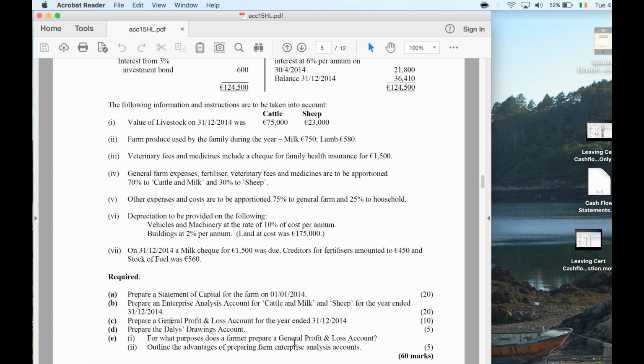Why do we make enterprise analysis accounts? We want to find out for each section of the farm, how profitable is it? Should we maybe start thinking of being less involved in cattle because we're not making as much profit in cattle, and maybe moving more of our efforts into sheep because sheep seems to be more profitable? That's what they're looking for there. Okay.